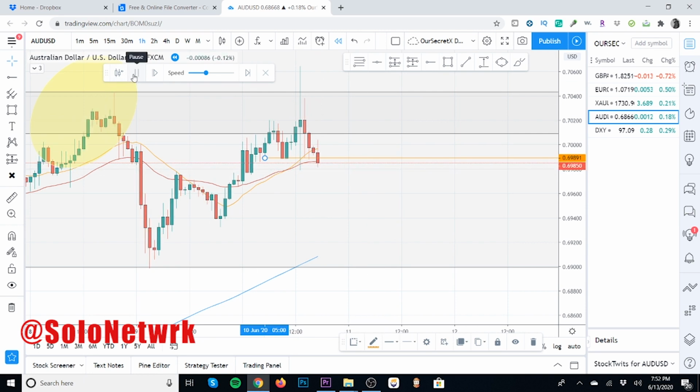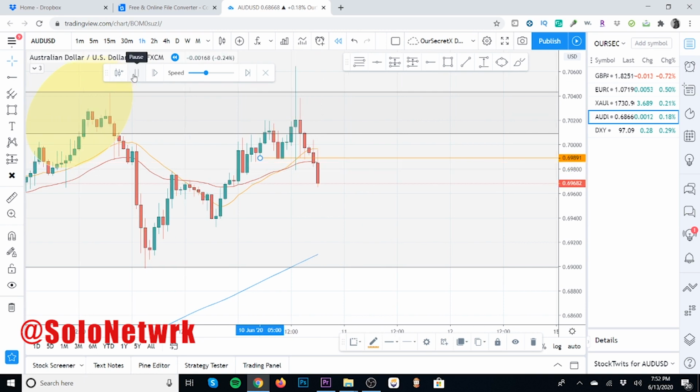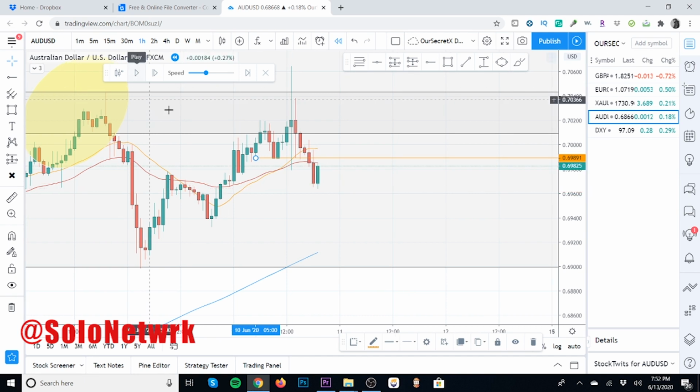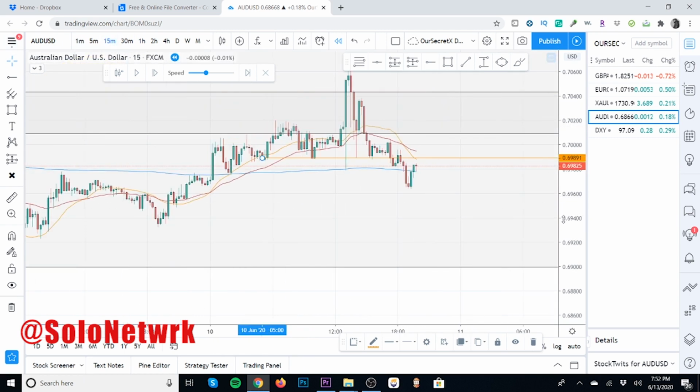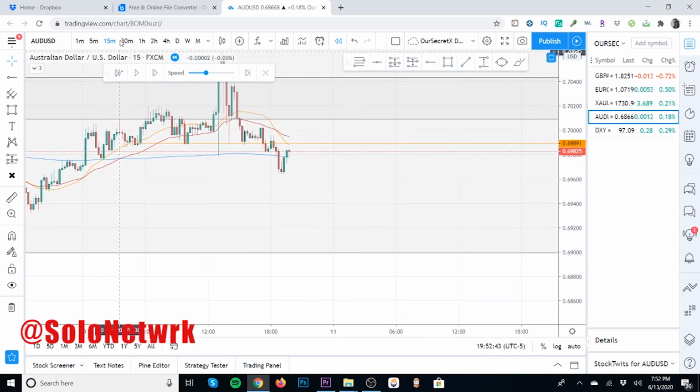Okay, so let's see what happens now. Still breaking it. Okay, perfect. So now I am looking at this to get back in. I'm noticing that it's retesting it. So now what I'm going to do is head over to my 15-minute chart, and from here I am going to be waiting on my confirmations, which would be a bearish engulfing.